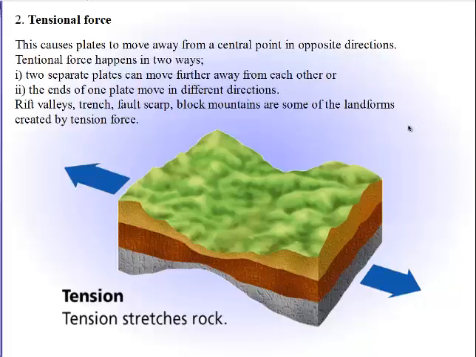The second force we are going to talk about is the tensional force. This causes plates to move away from a central point in opposite directions. Tensional force happens in two ways. One, two separate plates can move further away from each other, or the ends of one plate move in different directions, as shown here. So we can see that the ends of this plate are moving in different directions, and the effect is that it can create a trench, which is a depression, a rift valley, another depression. It can create a fault, block mountains, etc. So these are some of the landforms that can be created by tensional force.